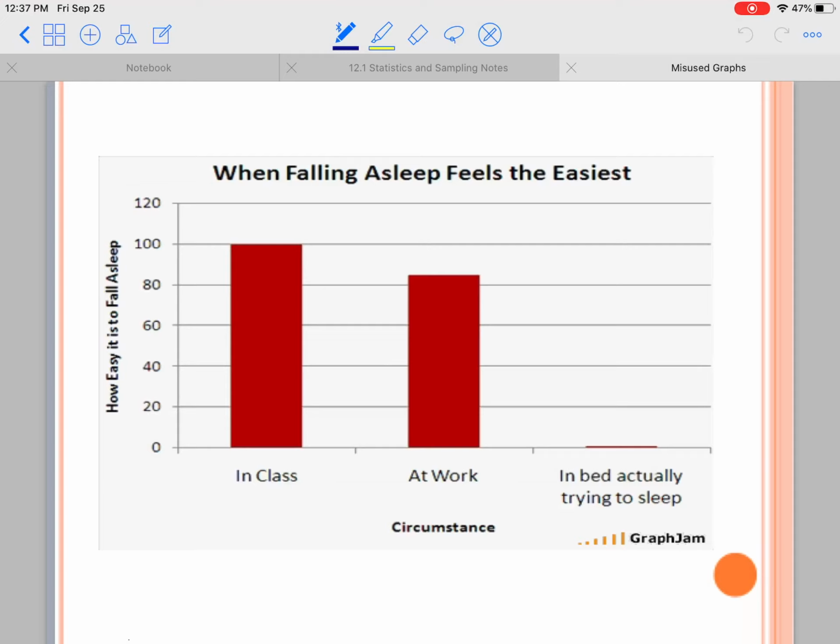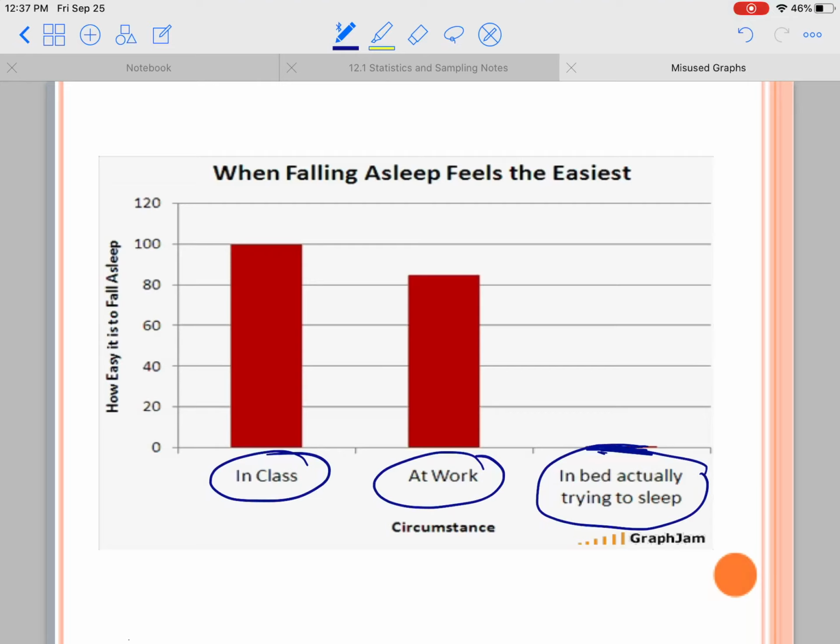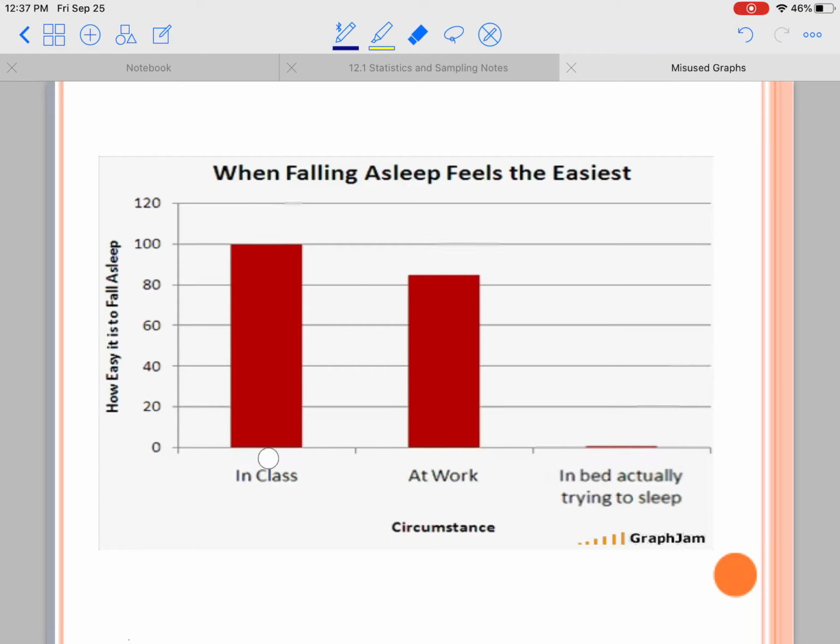Okay, how about this? When falling asleep feels the easiest. So apparently, from this graph, what I'm gathering is that when you're in class, it's really easy to fall asleep. When you're at work, it's still easy, but not as easy. And when you're in bed actually trying to sleep, boom, it's way down here. So what this graph is trying to tell me is that it's hard to fall asleep here, harder here, a little easier here, and the easiest time to fall asleep is when you're sitting in class.